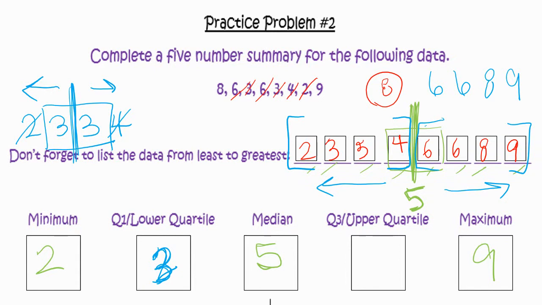Upper quartile, we're looking for Q3. So we're going to cross out. We end up in the middle of 6 and 8. If we add those together, we get 14, divided by 2 gives us a 7. And that's right in the middle. So again, that's our 25%, 25% of data.